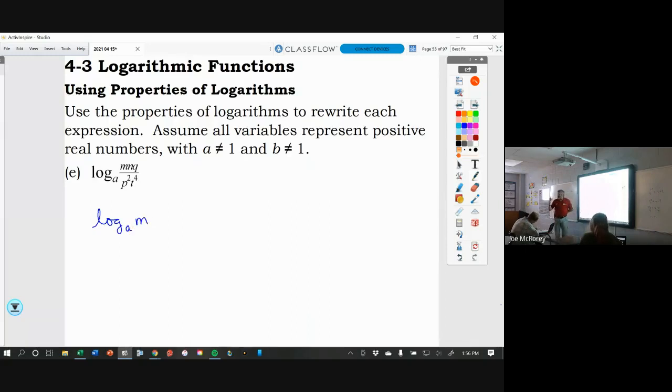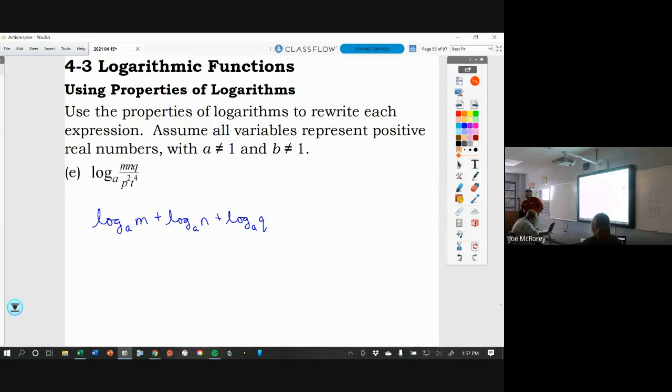Anything on the top is positive. All of the products on the top are positive. So that's a positive log base A of M, plus log base A of N, plus log base A of Q. Everything on the top is positive because it's a product of those three things.